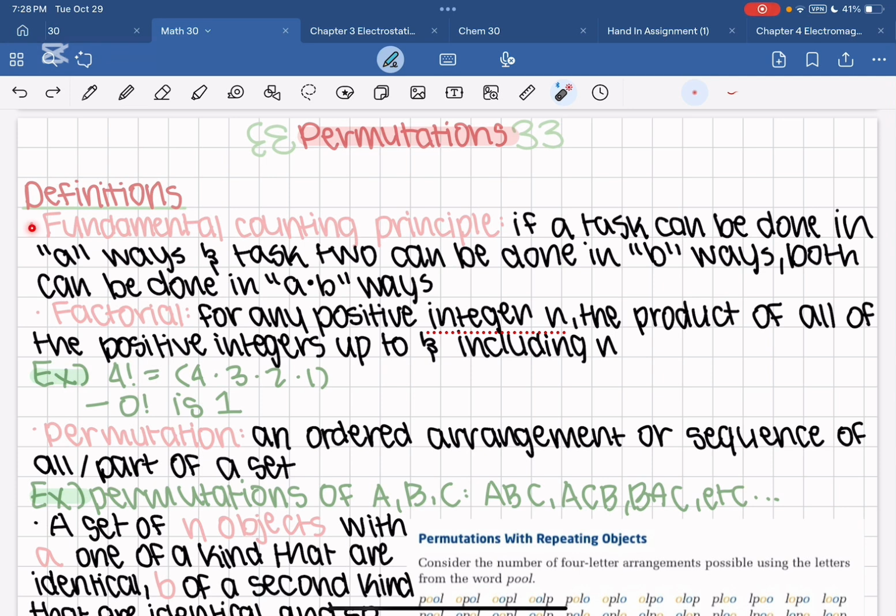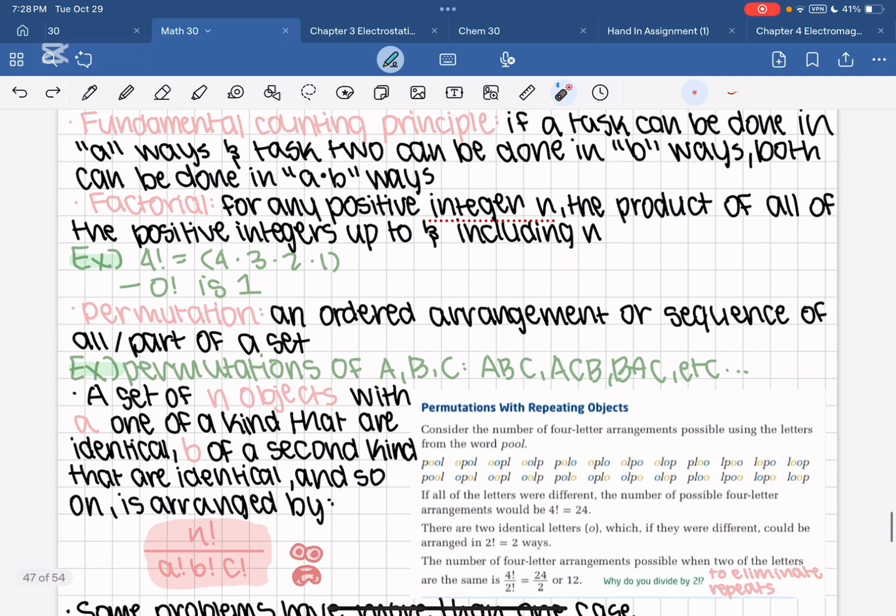Going to the fundamental counting principle, you know that if you have a task that you need to accomplish and it can be done in A amount of ways, and then you have a second task that can be done in B amount of ways, both tasks can be done in A times B ways. And we'll think about that later when we're solving the questions. So a factorial is a way that you can consider the order of permutations.